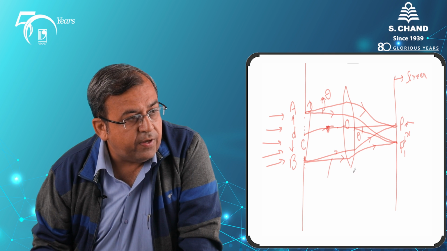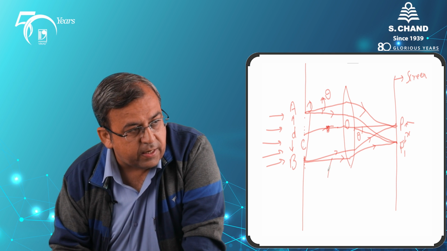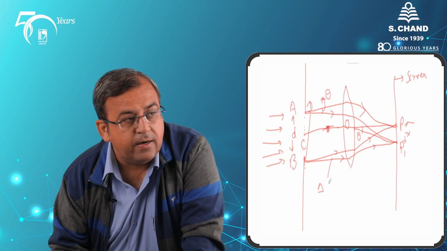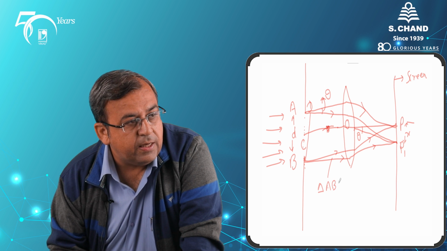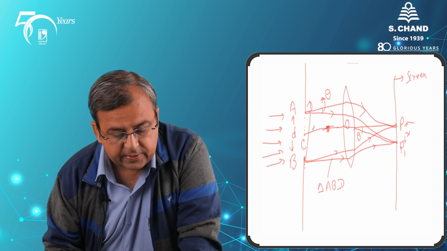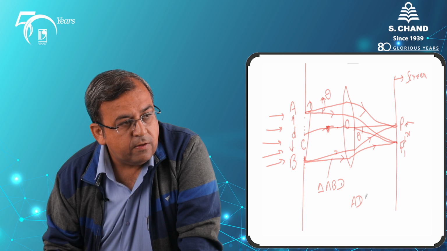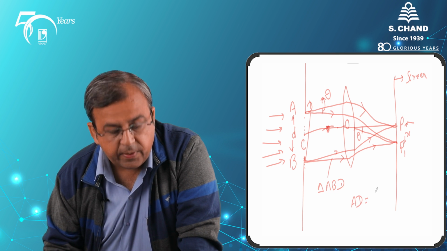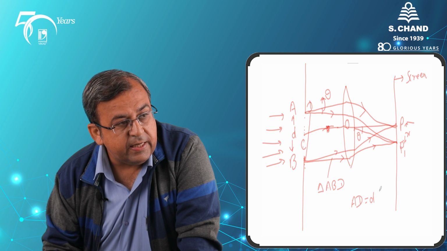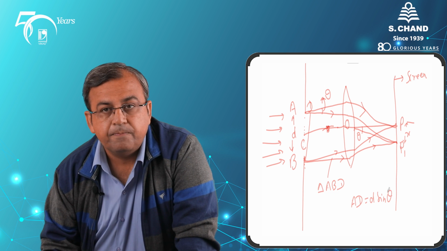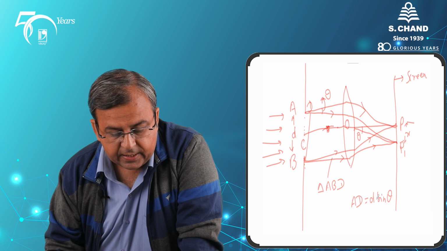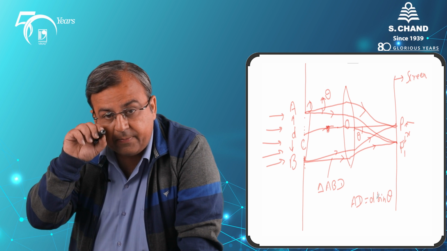So if we look at the triangle A, B and D, the triangle ABD, what will be AD? AD will be equal to d sine theta, right? It is d sine theta. So what exactly does it mean?